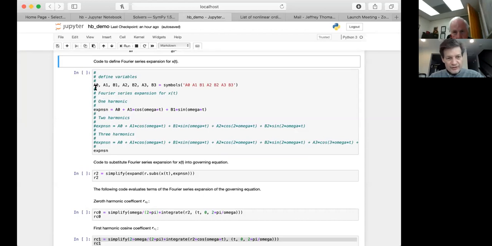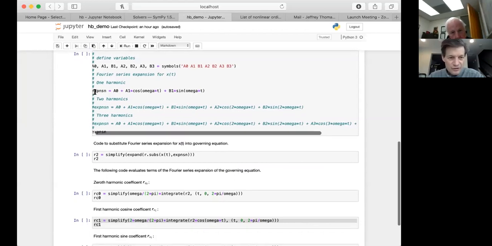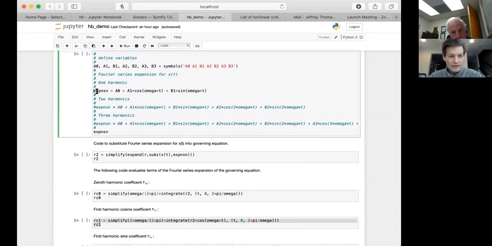So the first thing you do is define the variables, which are the terms of our Fourier expansion. Here I've called them A0, A1, A2, B1, B2, and so forth. And I've included code where you can do 1, 2, or 3 harmonics. You can do as many harmonics as you want. And just for fun, maybe I'll go ahead and do 2 harmonics just to show you how this thing really blows up as you start using more harmonics.